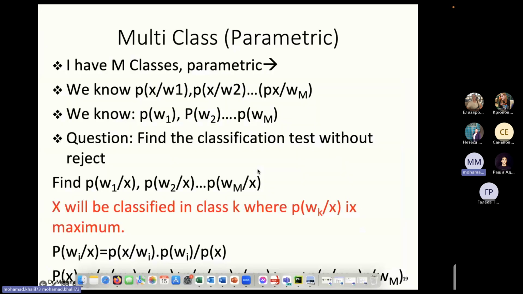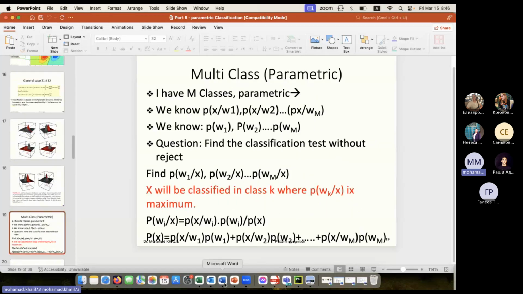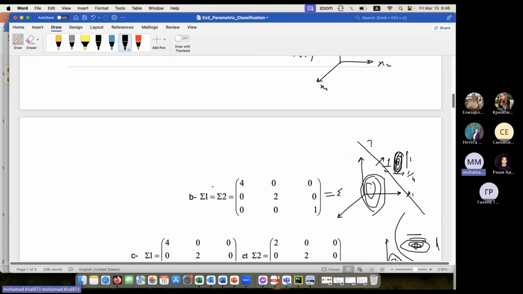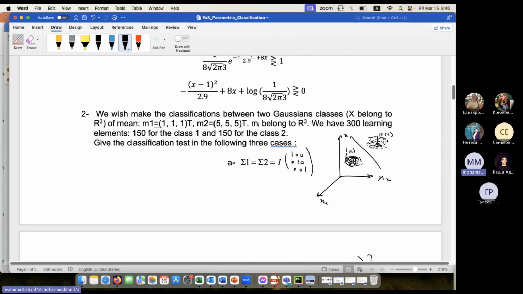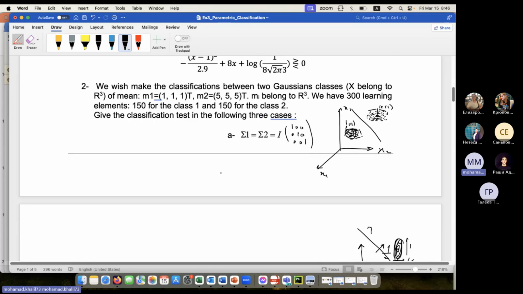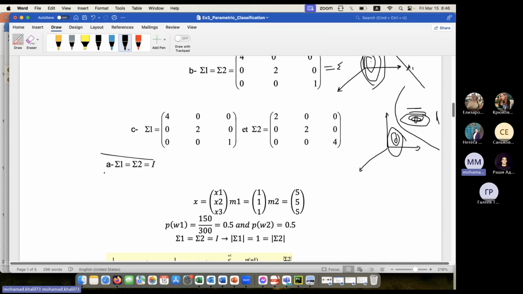So this is what we want to do today, but using numerical application. I didn't do any solution, I just wanted to give the classification test. I explained to you what kind of data it is. Here's the solution, and we will go through the solution. Yes, ask me a question.